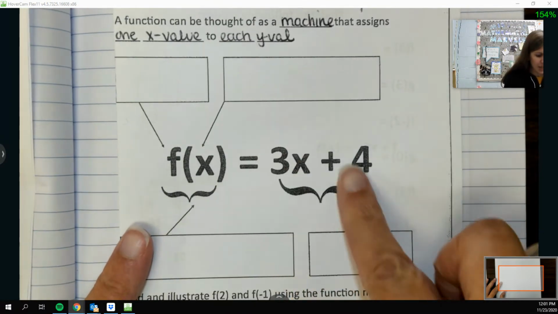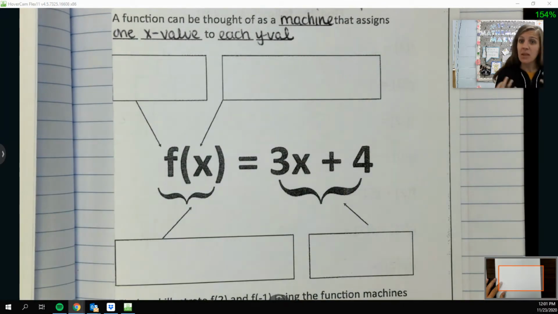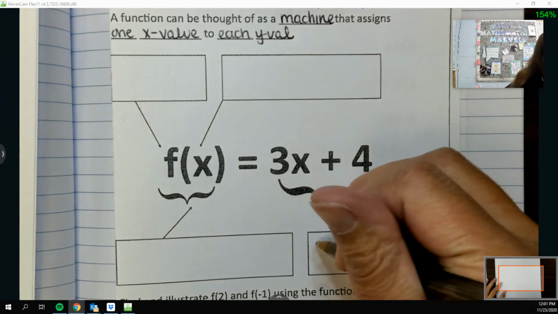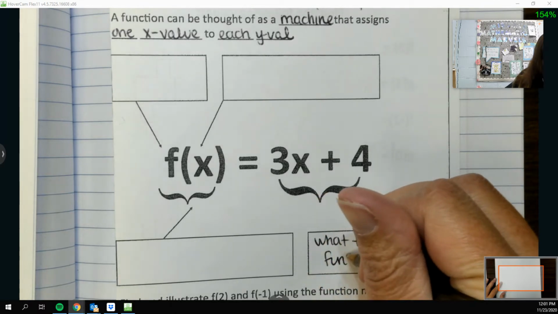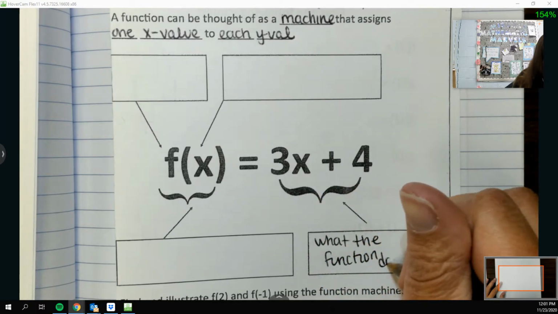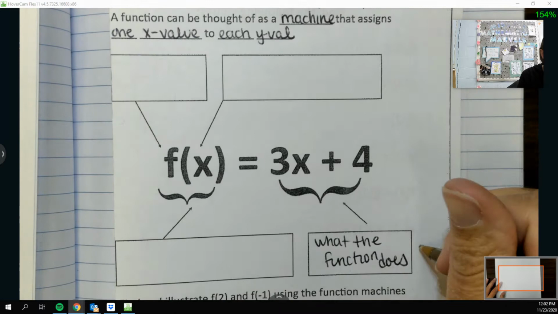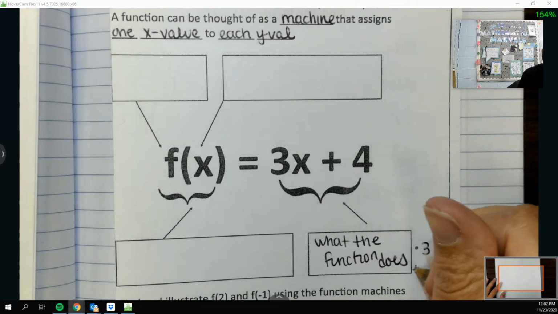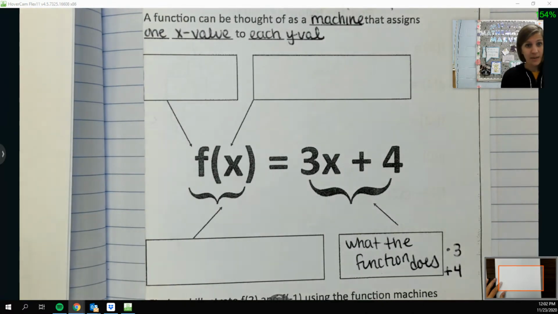So you'll notice over here, this is what the equation does, or how the machine works. So this function specifically takes a number, multiplies by 3, and then adds 4. So that's what this function does. Times by 3, then add 4. Other functions will do other things. That's what this one does.